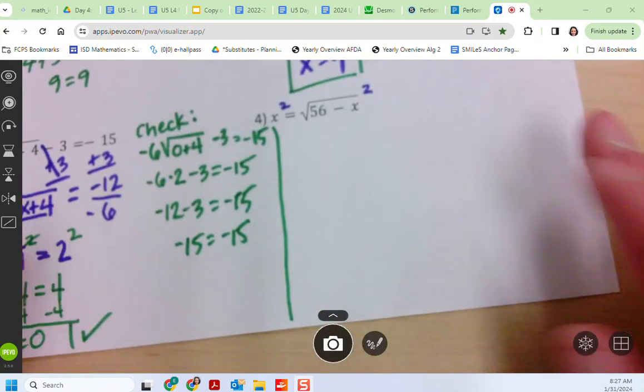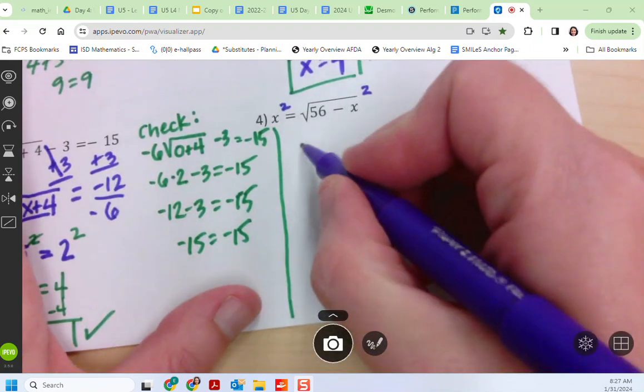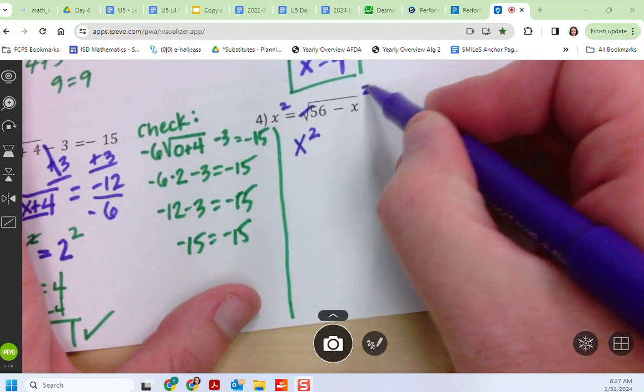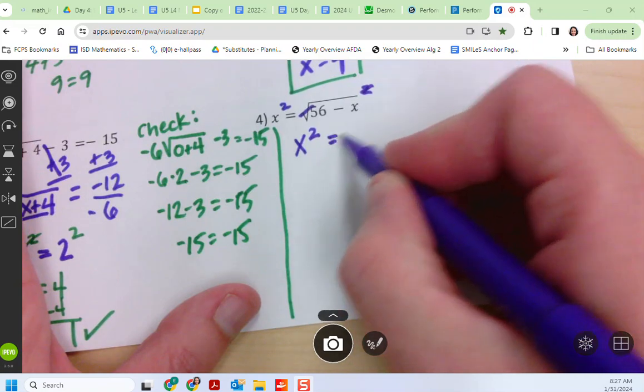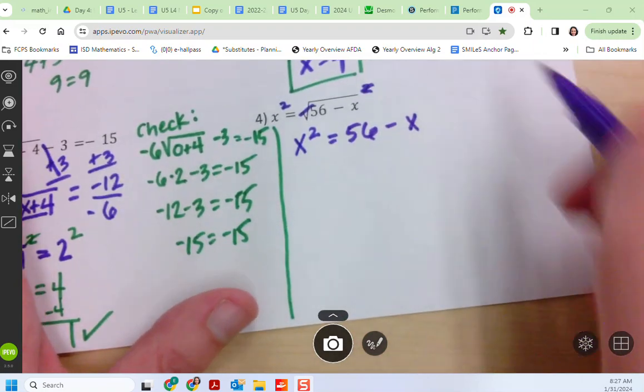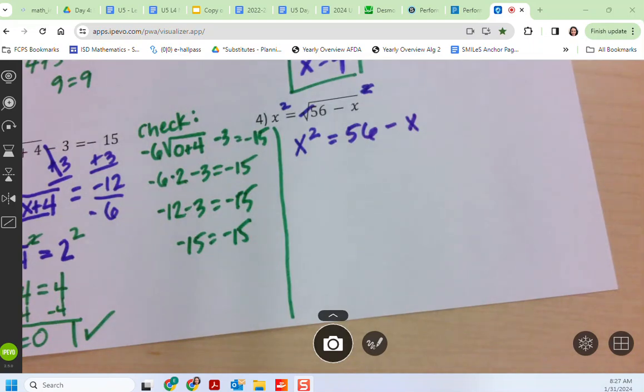So on the left side, I have x squared. And then on the right side, my square root and my square cancel out, so I get equals 56 minus x. When you have an x squared in your equation, what is it called? What kind of equation? Starts with a Q. Quadratic. It's a quadratic equation, right?